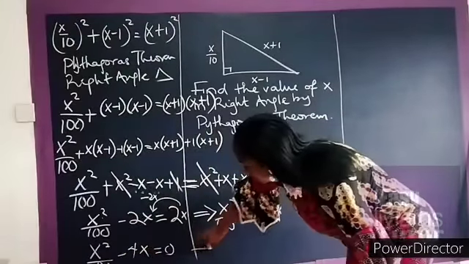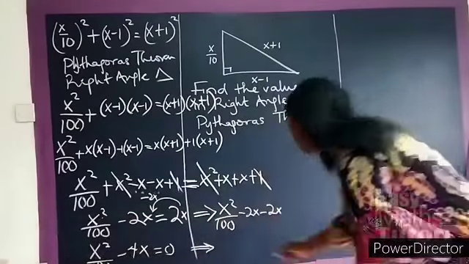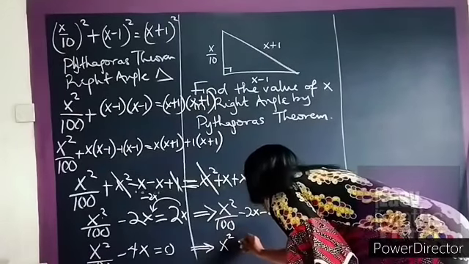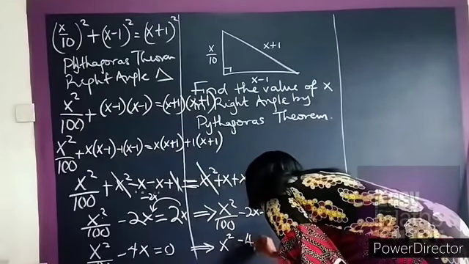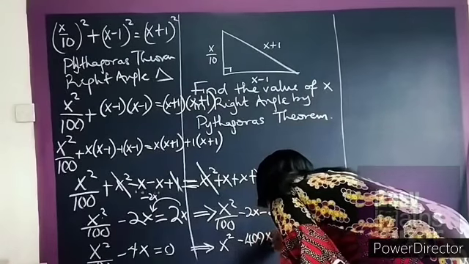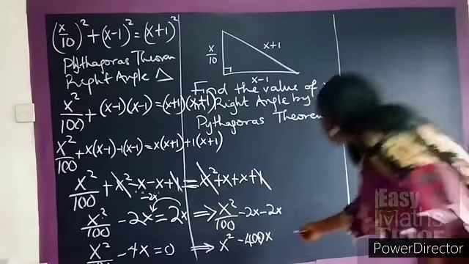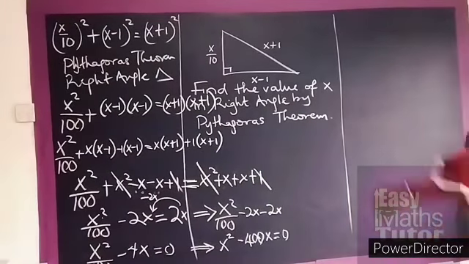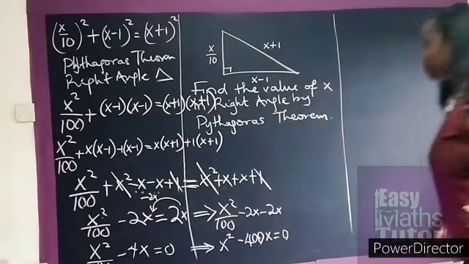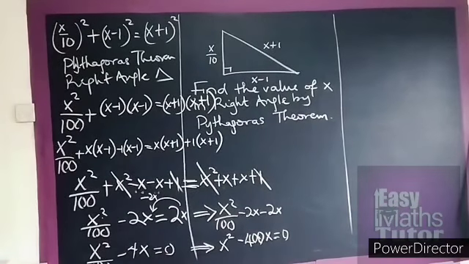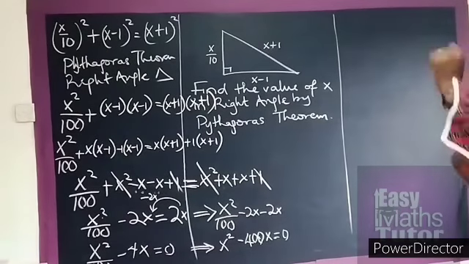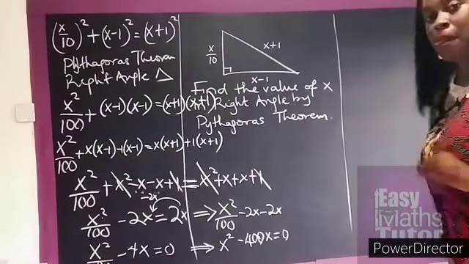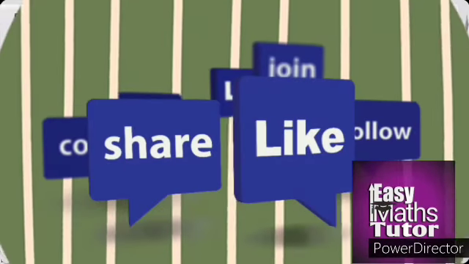So if we do that, we will have x squared minus 400x equal to 0. Right? So that's what we're having here. So remember there's a function, a very popular function we have in mathematics, the quadratic function, right?